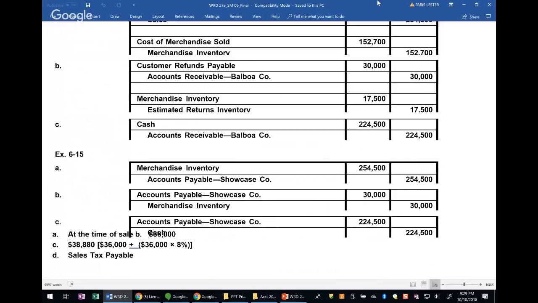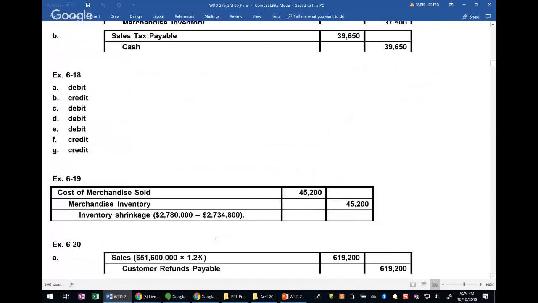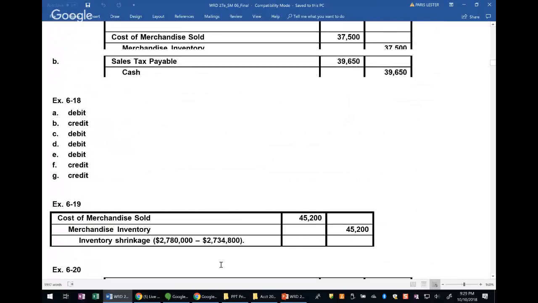Okay, on number 19, how much inventory was missing? $5,000. And what did you debit? All right, you take it out of cost of goods sold and you credit the inventory. That's an adjusted entry for inventory shrinkage, no matter how it shrunk: lost, stolen, perished, or whatever. Take a second and work on that next exercise.